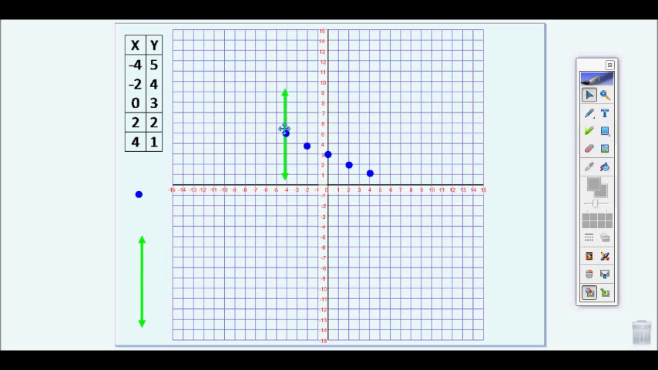And again, you've now graphed a linear equation. You're going to be able to draw a line through those points. And you will have a straight line going through those points because it is a linear equation. And that concludes lesson 8.2.